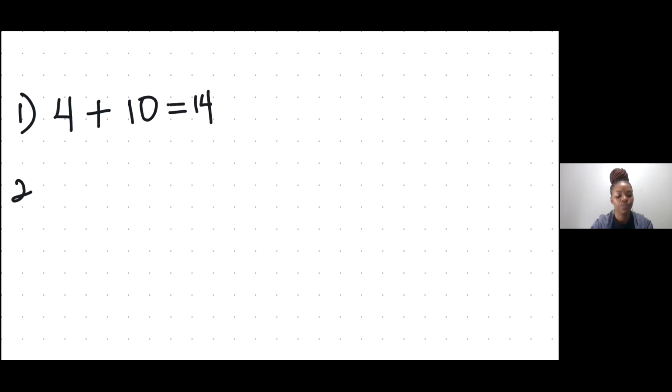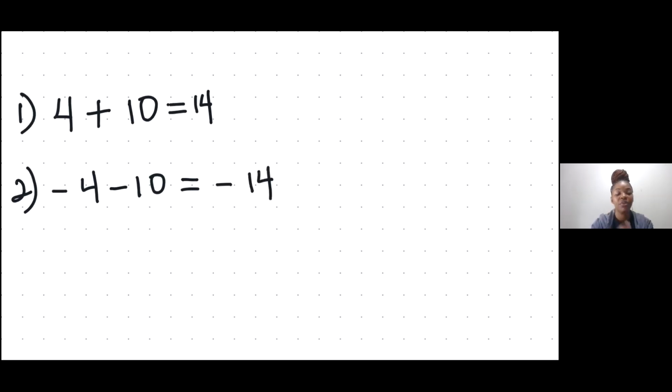What about number 2? Negative 4 minus 10. They have the same signs. So again, rule 1 applies. When the signs are the same, add and keep the sign. So 4 add 10 is 14. And I'm going to keep the negative sign.